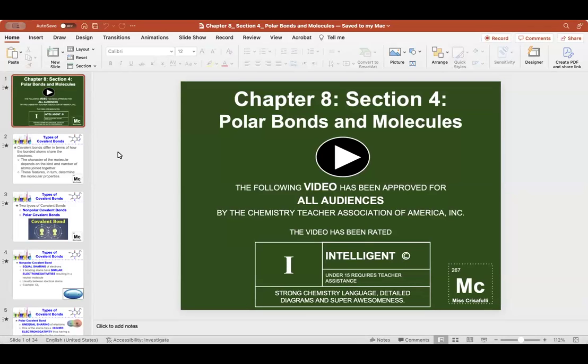Covalent bonds differ in terms of how the bonded atoms share their electrons, and the character of the molecule depends on the kind and number of atoms joined together. These features, in turn, will determine the molecular properties. So there's two types of covalent bonds. We can have nonpolar and polar covalent bonds, as shown here.